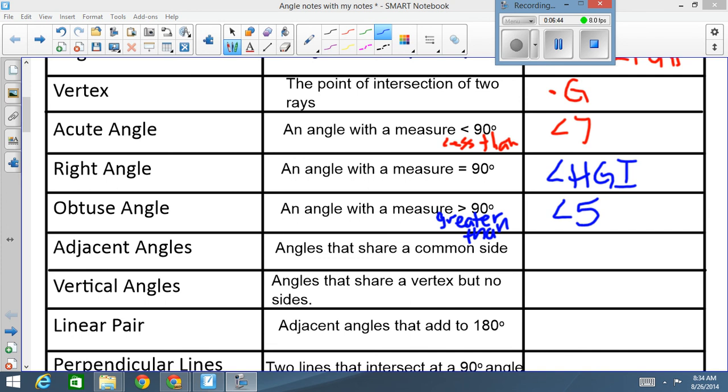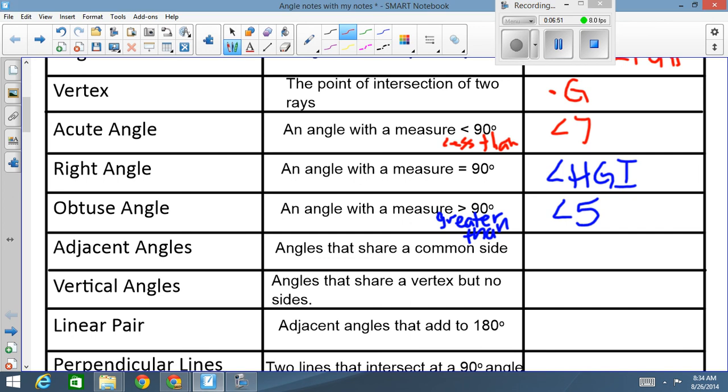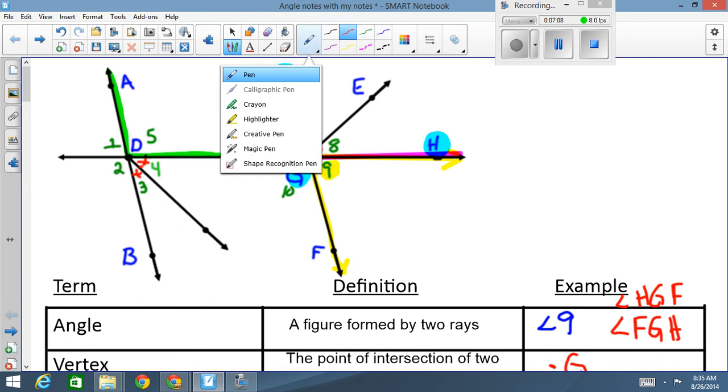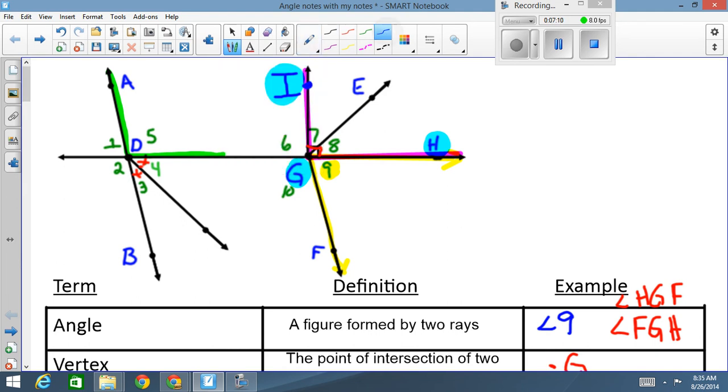Okay, moving forward, adjacent angles. These are angles that have a common side. Another way you can think of adjacent is to say they are next to each other. So as I go up to the top here, I'm looking for two angles that are next to each other. I think a good pair would be angles 7 and 8. Angle 7 and angle 8 share this side. They're right next to each other, 7 and 8.